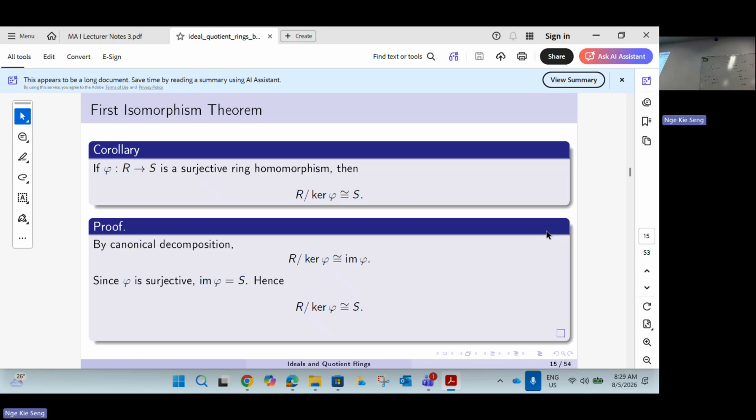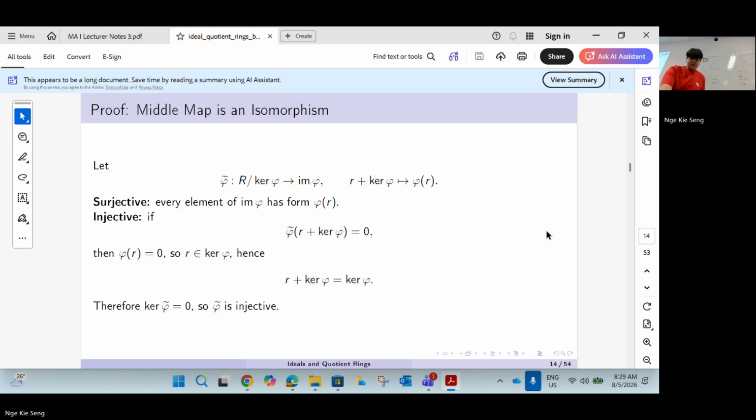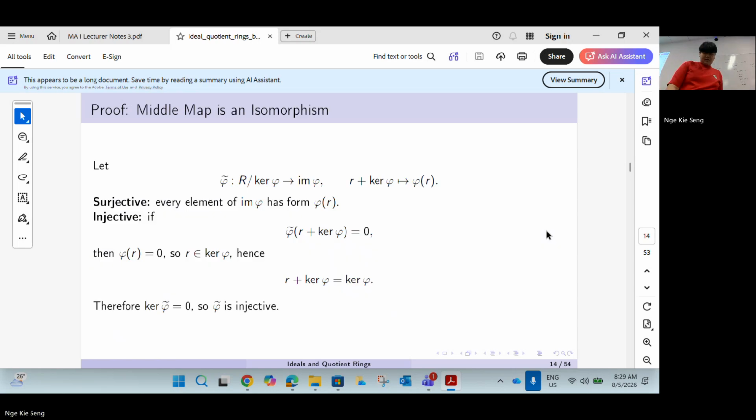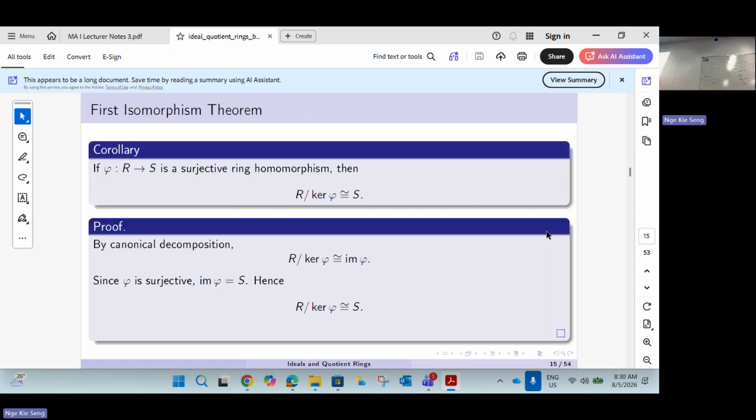Next is the first isomorphism theorem. If phi is a surjective ring homomorphism, then R mod kernel phi is isomorphic to S. Because if this map is surjective, then the image is equal to S. Then this is isomorphic to the image, and then this equals S.